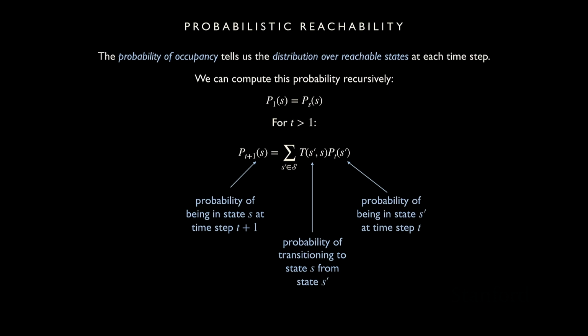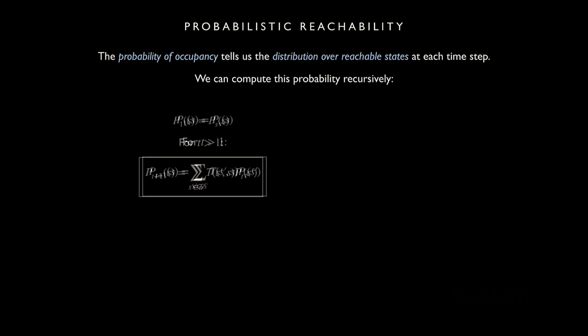The idea is that we look at all possible states. Sorry, we have to sum over these. So we sum over all possible states that we could have come from, and we ask what is the probability we were in that state before, times the probability that we ended up transitioning to the state that we're now at. This is basically the formula that we apply over and over again.